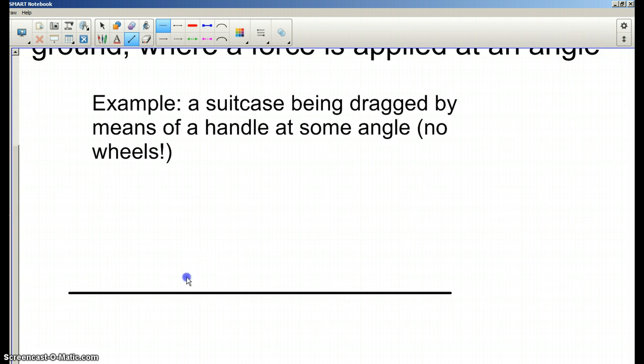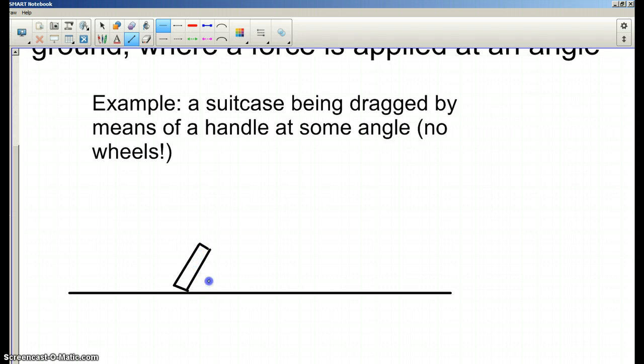Next, we need a suitcase. I'll indicate the suitcase as if it's being dragged on one side because it's being pulled by means of a handle, which makes a certain angle with the horizontal. So here is our suitcase.